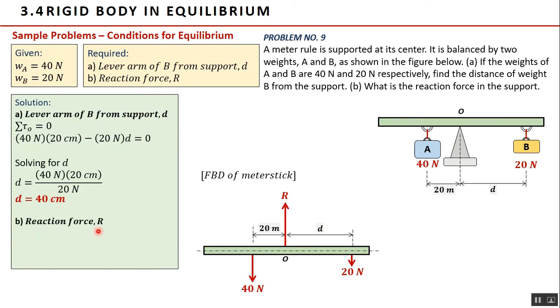For letter B, we are going to solve for the reaction in the support R. We only use the translational equilibrium equation along the vertical axis, that is, summation of forces along y equals 0. So we have R, minus the two downward weights, 40 newtons and 20 newtons. Be careful on signs. These are negative since these two forces are downwards. Then solving for R, it gives 60 newtons.